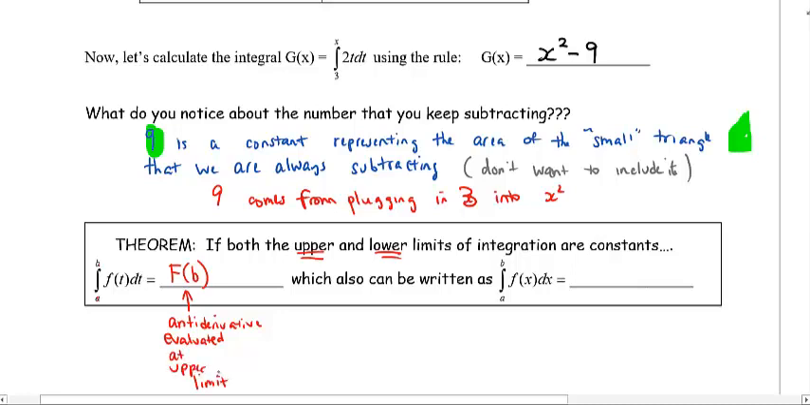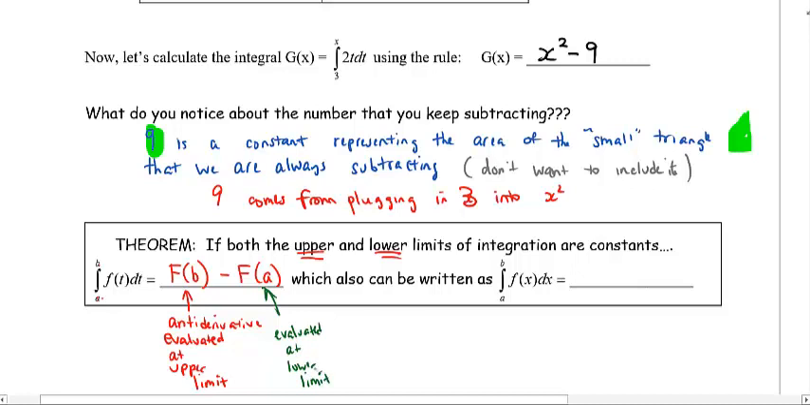But we always had to subtract off that small rectangle, or that small triangle, which happened to be 3 squared. In this case, 3 would have been the lower limit plugged into the antiderivative, so F of a. So this is once again just the antiderivative evaluated at the lower limit.